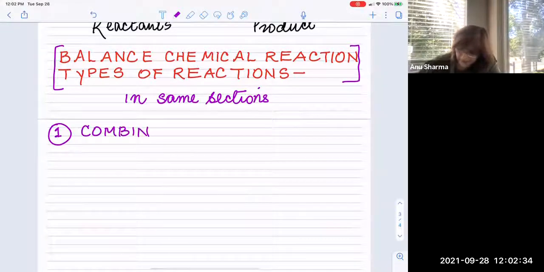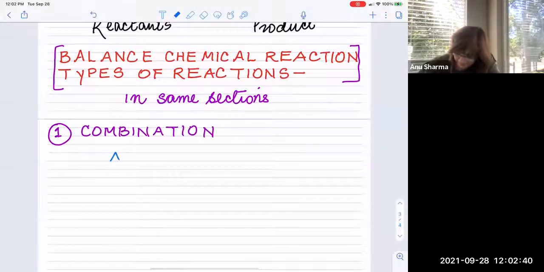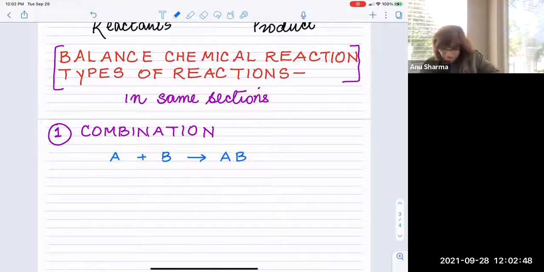Okay, combination is a generalized thing, which means that when you take A as a reactant and you take B as another reactant, they are going to produce AB. This is that simple. Okay, so for example, the sulfur dioxide we did, and we are going to look at more.